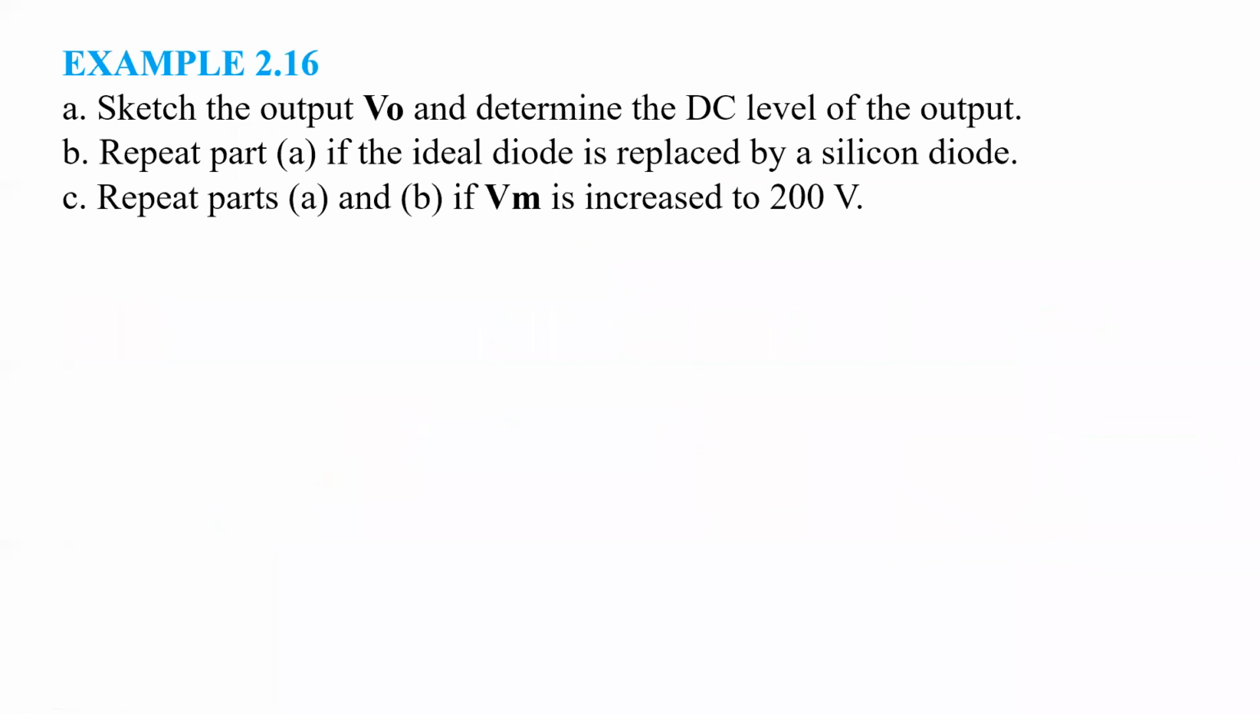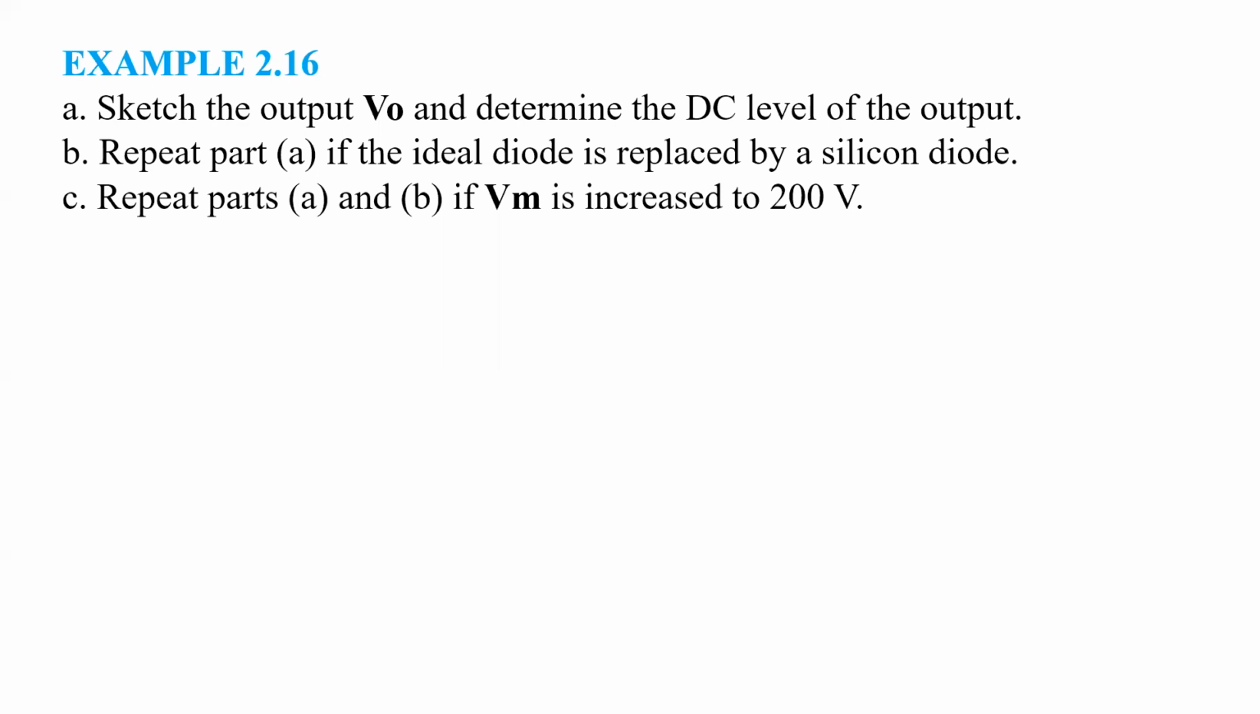Now let's do one example. Sketch the output, sketch means to draw. Sketch the output Vo and determine the DC level of the output. That means from the formula, VDC is equal to 0.318 into Vm. Part B: repeat part A if the ideal diode is replaced by a silicon diode. So you have to do part A, that means sketch the output Vo and determine the DC level of the output, if a silicon diode is applied.